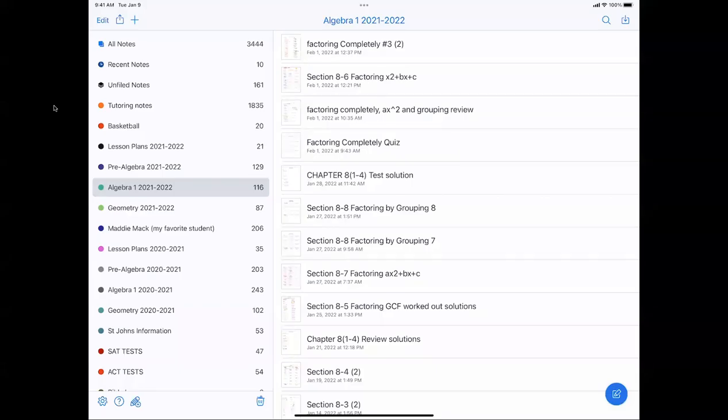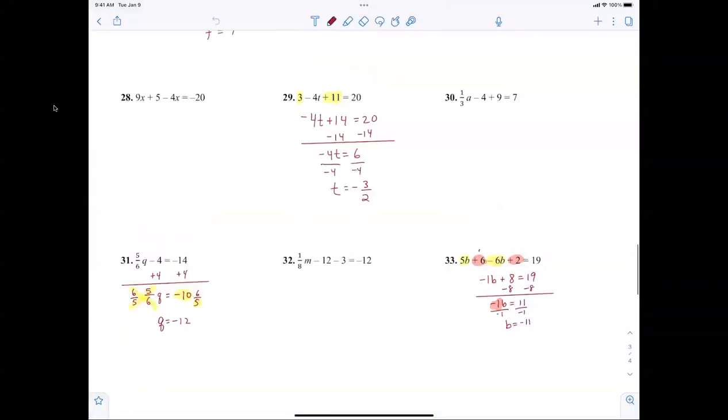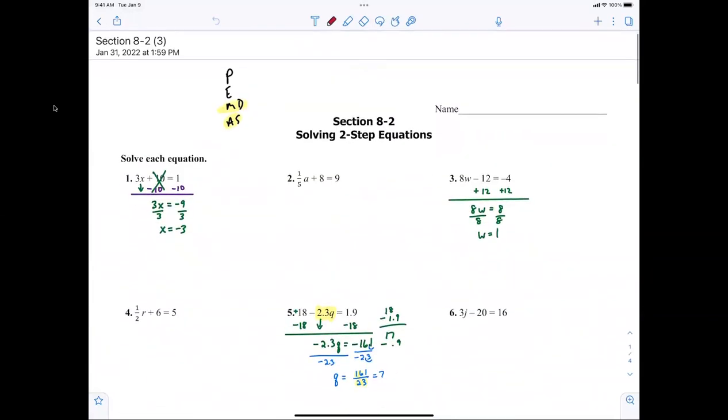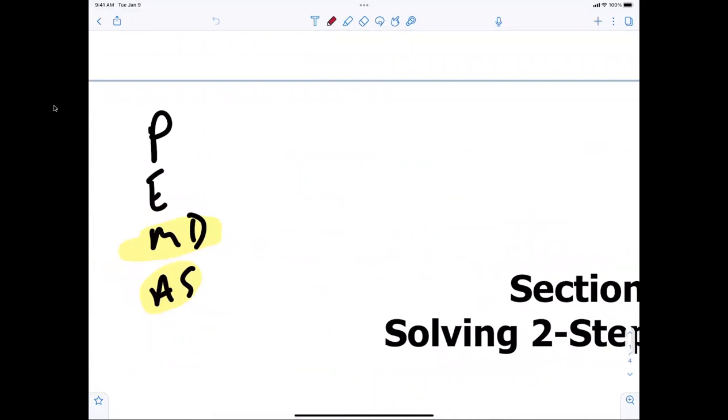It's really simple, really simple. All right. Now, for section 8.2, basically, we're trying to train you to think backwards. When you're solving equations or puzzles or riddles or whatever you're doing, a lot of times you have to go backwards.